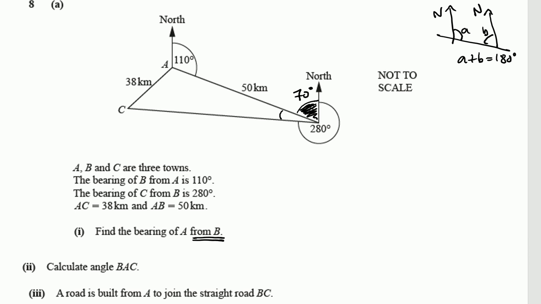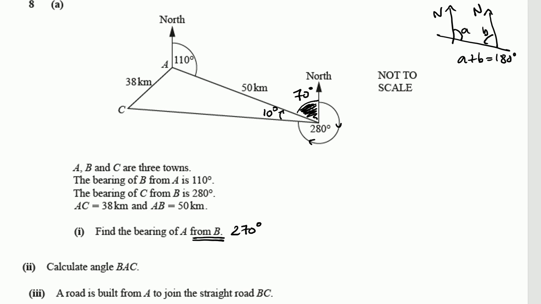The angle all the way around a circle has to make 360 degrees, and so far altogether I've got 280 plus 70 is 350 degrees. So the missing angle in the triangle must be 10 degrees. So the bearing of A from B, remember bearings are angles measured clockwise from a north line. I have to go all the way around to here clockwise to get that angle. 280 plus 10 is 290 degrees.